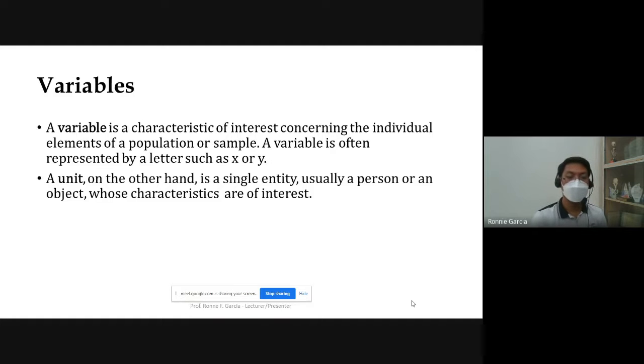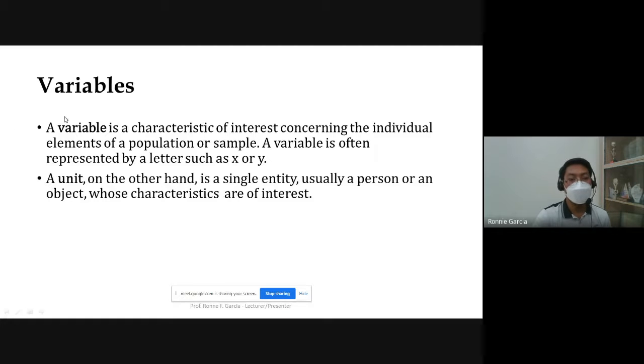Another term is unit. Unit, on the other hand, is a single entity which is seen in your sample or population. So we can have an example later on to differentiate the variable and the unit. So the unit is a single entity, usually a person or an object whose characteristics are of interest. So actually, the unit is more general as compared to variable. So the unit is who your subject is, who is your point of interest in your research. In your senior high school, when you conducted research, who did you study? That will answer the unit of interest.